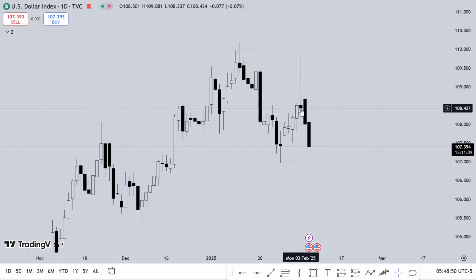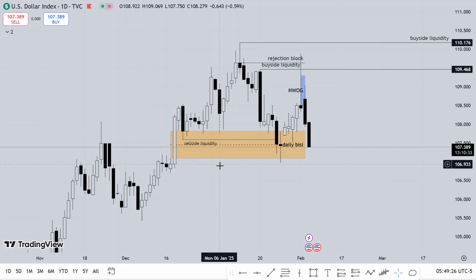Then we closed lower, opened higher on Tuesday, rallied up and then dropped lower, closed lower, opened lower here, and then currently trading inside of this down close candle, taking out sell side liquidity here. So we're currently trading inside of this imbalance here, this BC. This BC was noted on the previous video. So this is the BC.